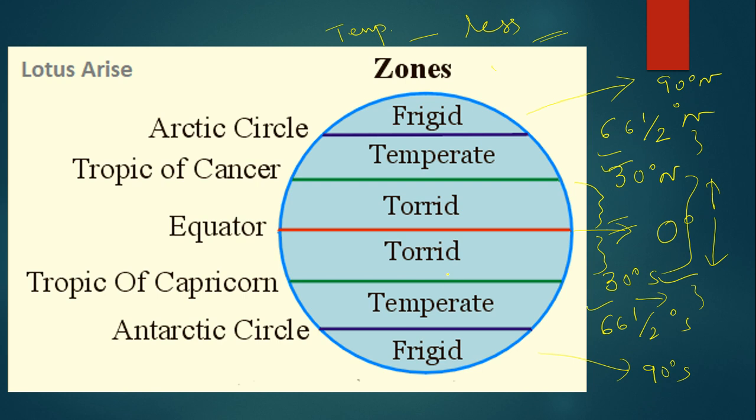So these are the three major temperature zones on the earth. One is the torrid, the second one is the temperate, and the third one is the frigid. Okay, now I will be discussing how these temperature belts actually originate, or what is the origination mechanism of these belts.